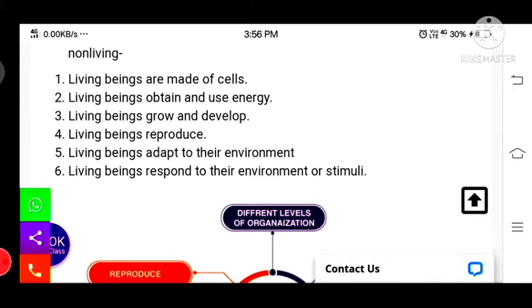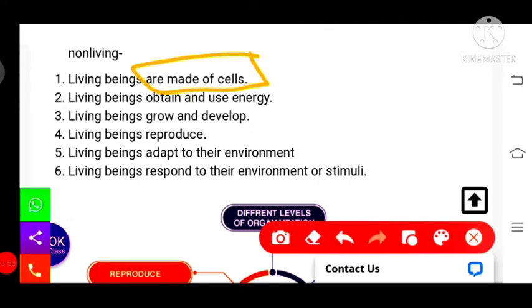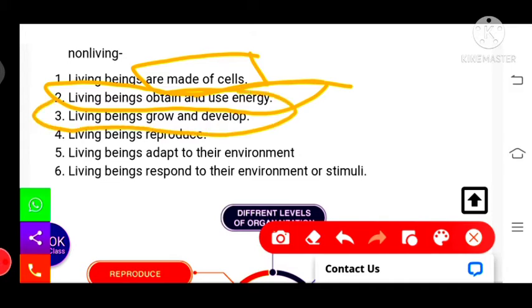Living beings are made up of cells. Living organisms obtain and use energy. Living beings grow and develop, like a plant. A plant will grow 5 centimeter in 10 days. In other 10 days it grows 10 centimeter. It grows slowly.